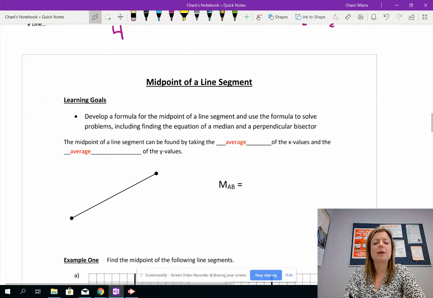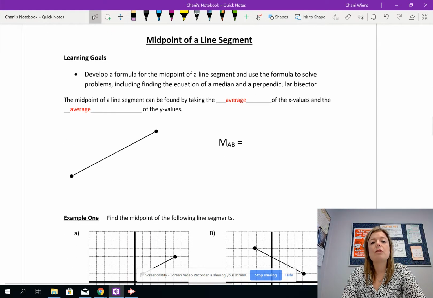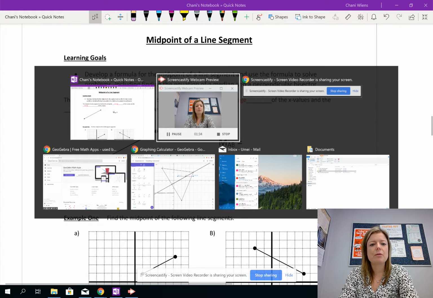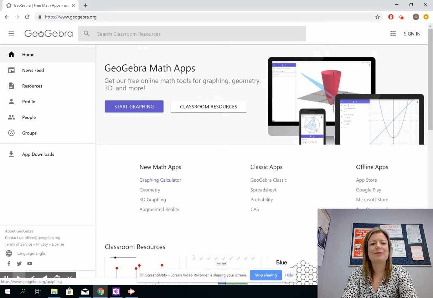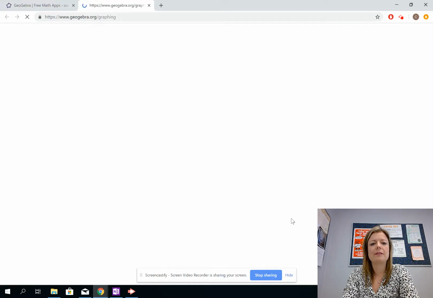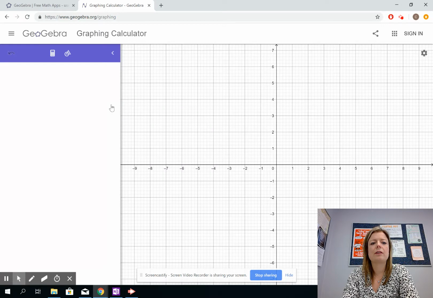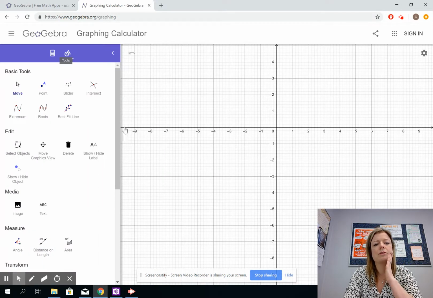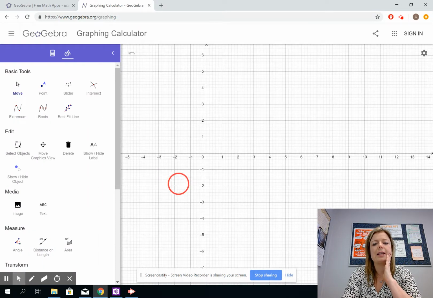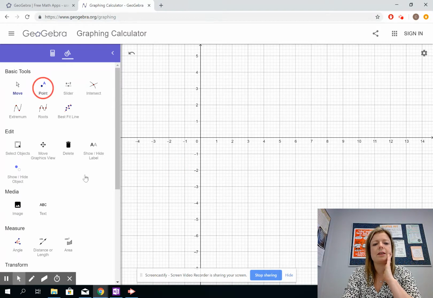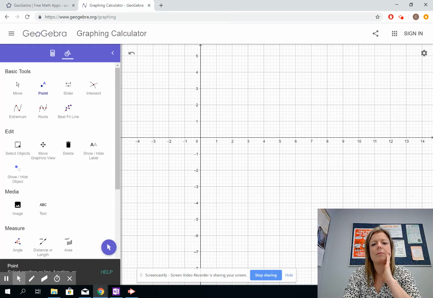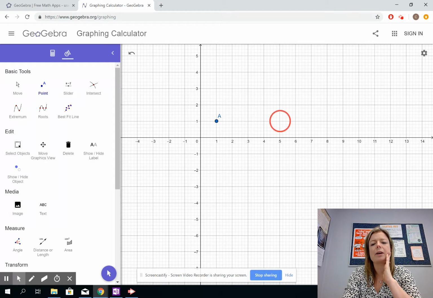But what about the midpoint of a line segment? If you know the two coordinates on either end of a line segment, how do you know what the midpoint would be? Well, if you go over to our handy little GeoGebra, you can press Start Graphing. And then you can click this little triangle and circle symbol to go to the geometry. So let's go ahead and make 2 points. So I'm going to click point, put one at 1, 1, and one at 5, 1.